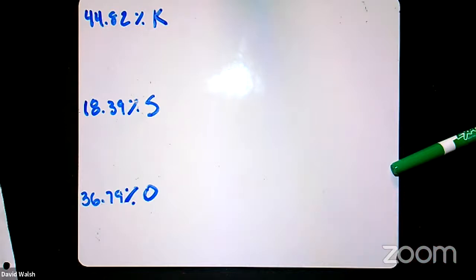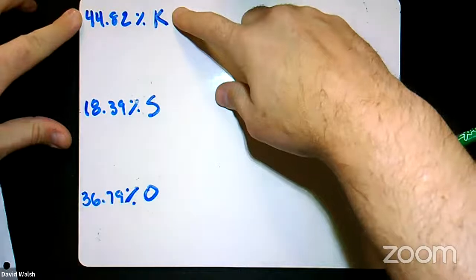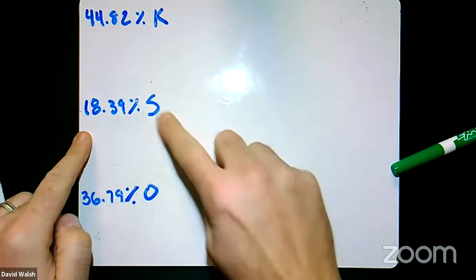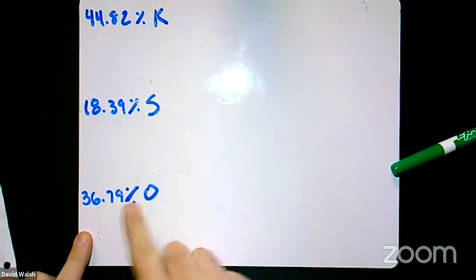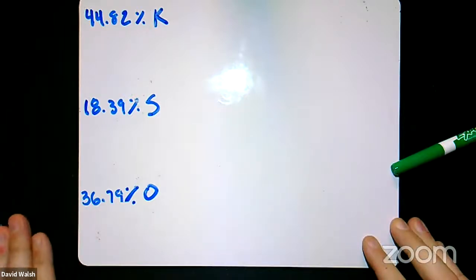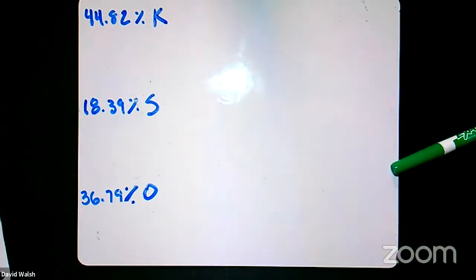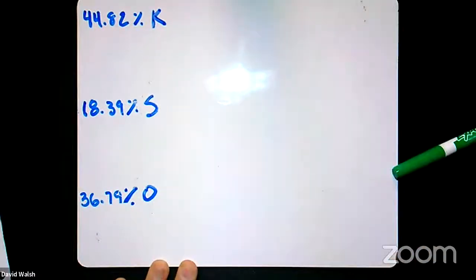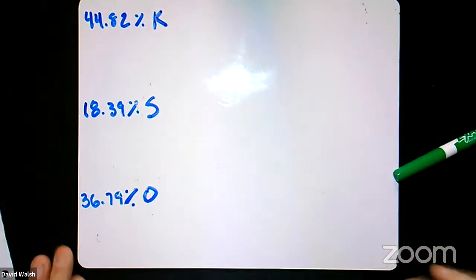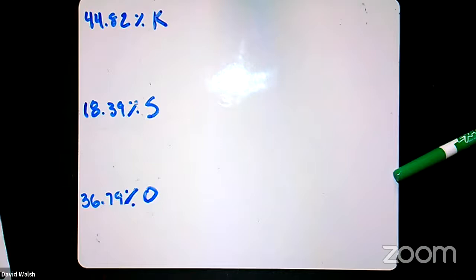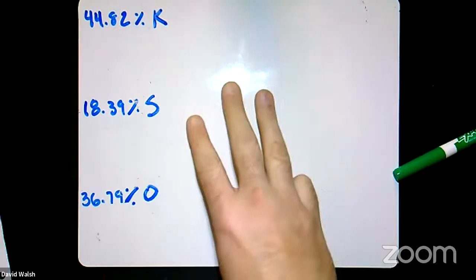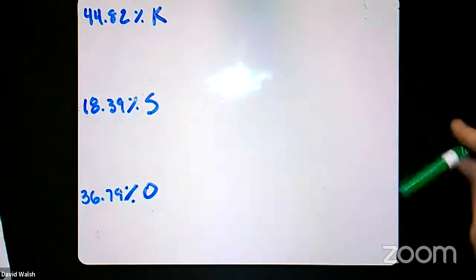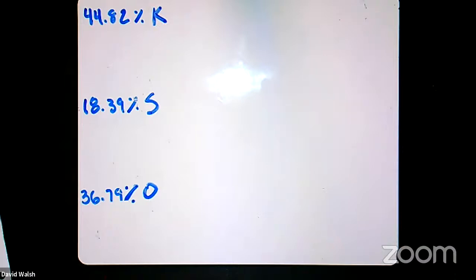Let's say we have a compound that is 44.82% potassium, K is potassium, 18.39% sulfur, and 36.79% oxygen. That's how this works, okay? Given these percentages, we can go and find the formula. We're going to do this using 3 steps. We may need to do a 4th, but for now we're going to just do 3 steps, and I will color code the steps.